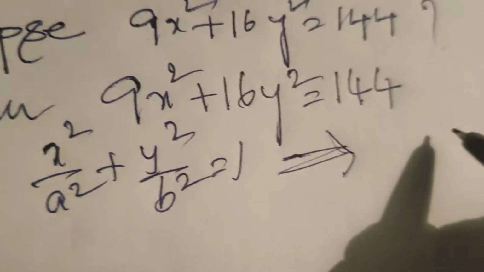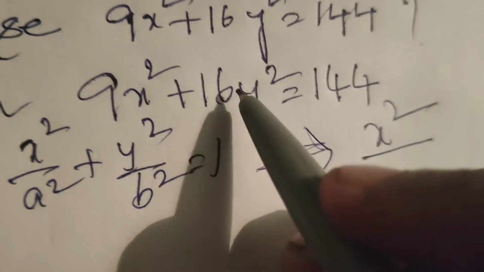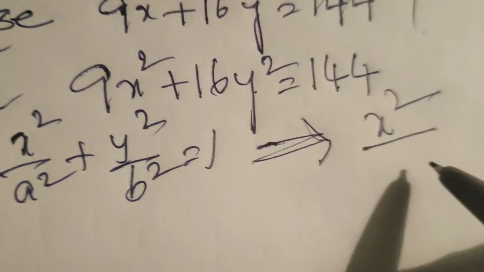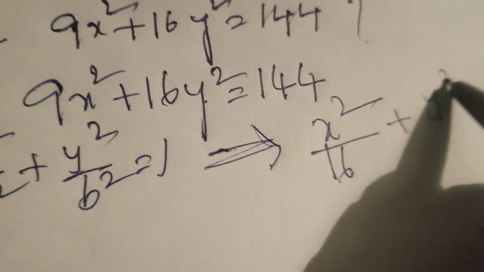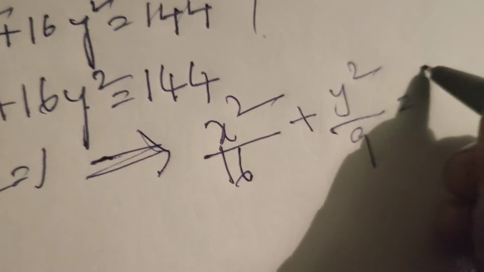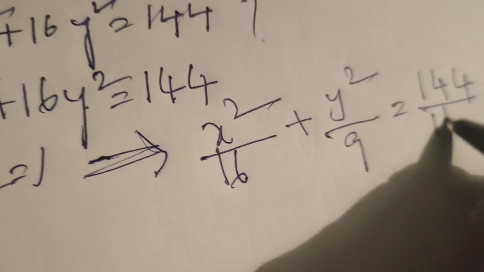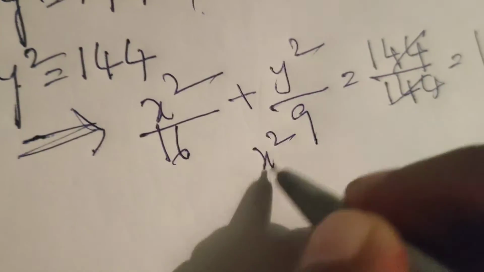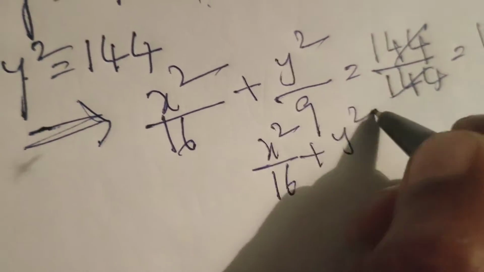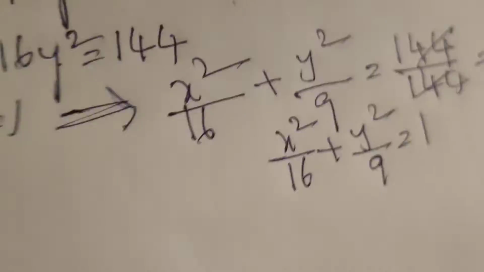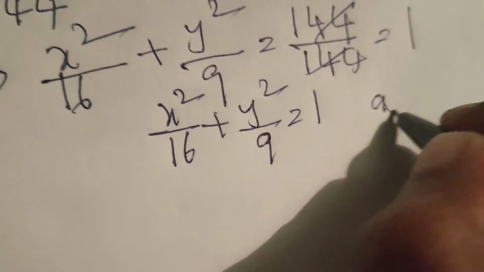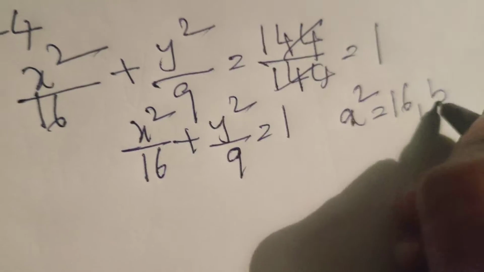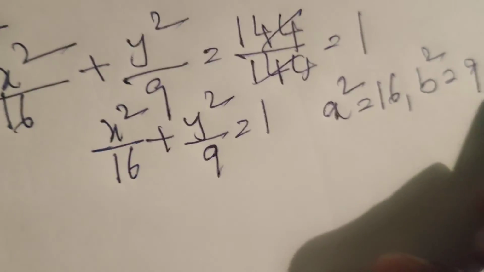See, like this, your x square by the coefficient of y square, and plus y square by your coefficient of x square, equals 144 by 144. That is, by cancellation we will get 1, that is x square by 16 plus y square by 9 equals 1. Here a square equals 16 and b square equals 9, comparing with this standard ellipse equation.